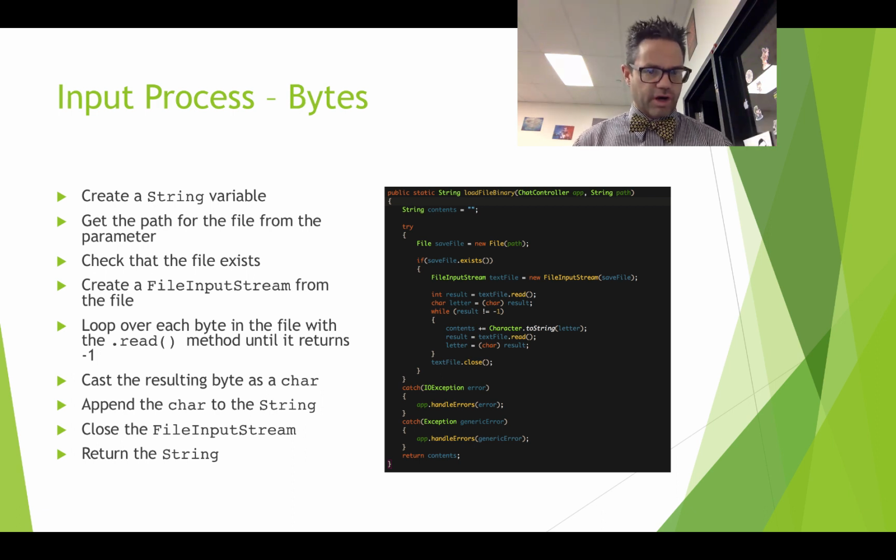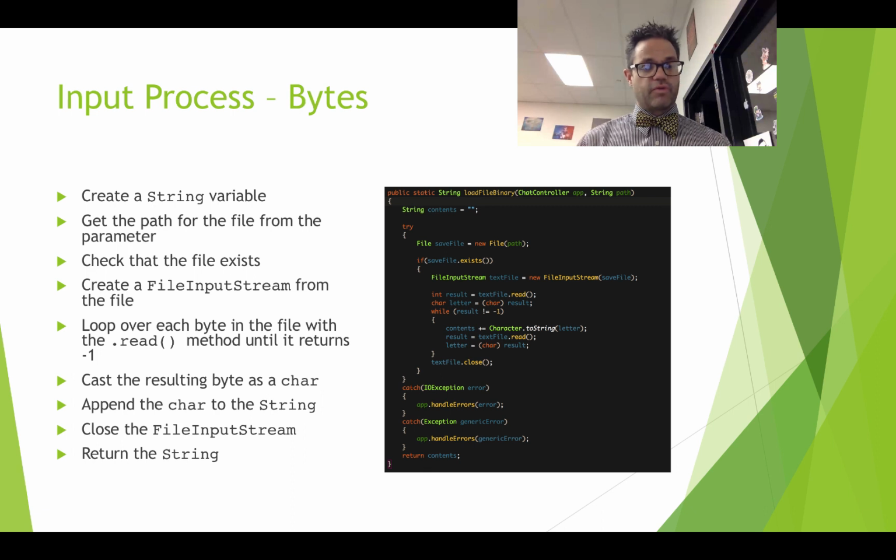We still have to create a string variable. We still have to get that path as a variable for the parameter. We still have to check to see if the file exists. However, this time we're going to create a file input stream, which is going to go through and just read bytes. We're going to read over each byte. Now, when we read the byte, it's going to grab it as an int until we return -1.